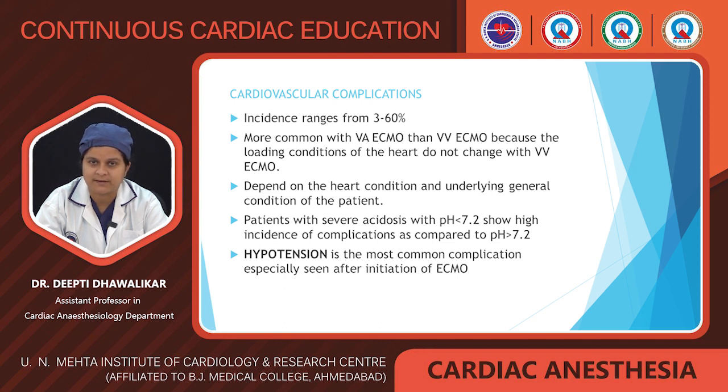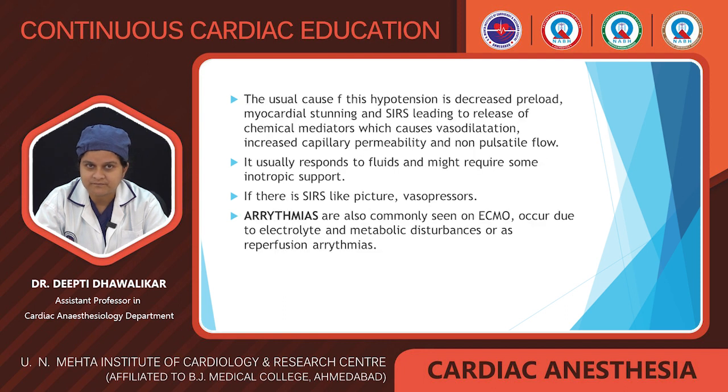Patients with severe acidosis with pH of less than 7.2 show a high incidence of complications as compared to patients with normal metabolic status. Hypotension is the most common complication, especially seen after initiation of ECMO. The usual cause of hypotension is decreased preload, myocardial stunning and SIRS, leading to release of chemical mediators which cause vasodilatation, increased capillary permeability and non-pulsatile flow. It usually responds to fluids and might require some inotropic support in the form of dobutamine or adrenaline. If there is a systemic inflammatory response syndrome like picture, vasopressors like vasopressin or noradrenaline may be used.